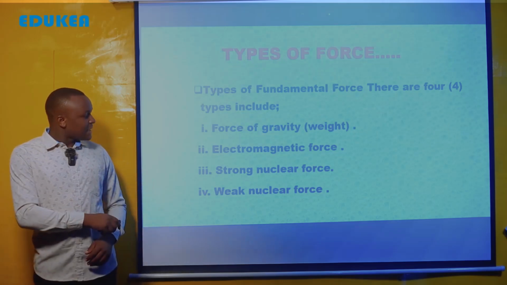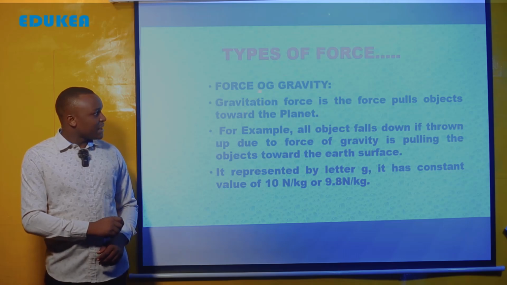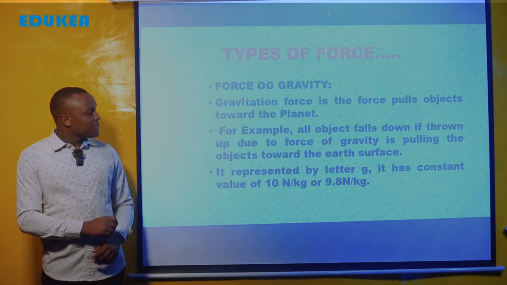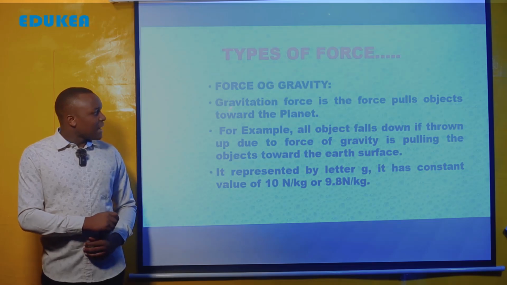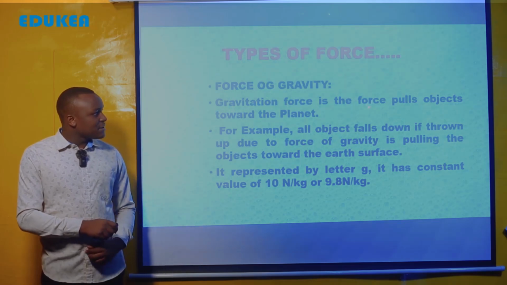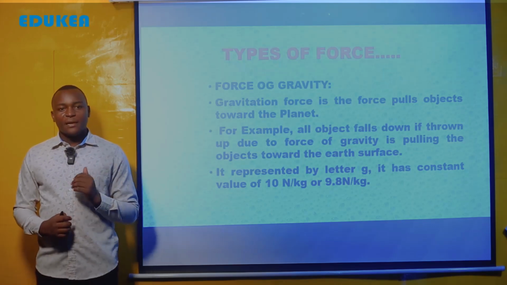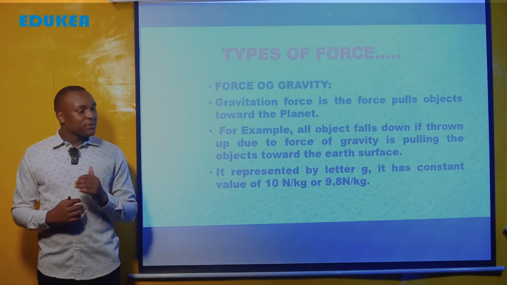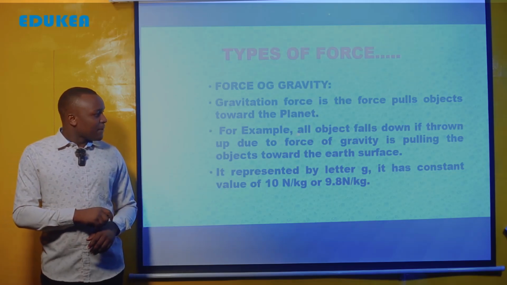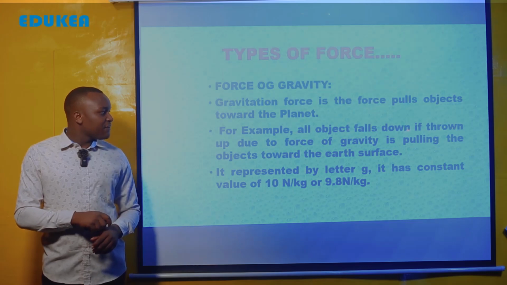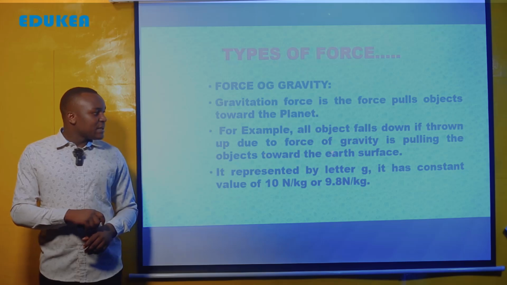Now let's start with force of gravity. Sorry, there is a spelling error here. Instead of F, we write G. This is force of gravity. As we say, gravitational force is a force that pulls objects towards the planet. For example, all objects fall down if we throw them up due to the force of gravity pulling the object towards the Earth's surface.